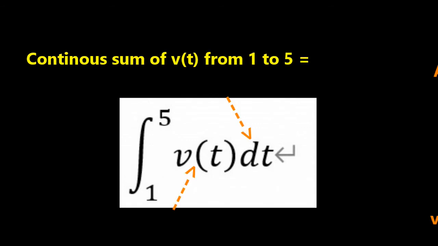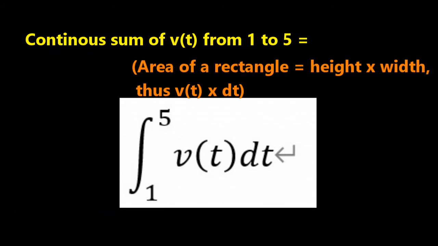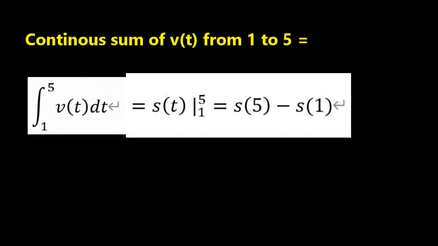In this notation, dt is the width, v of t being the outputs of each point. V of t times dt indicates the area of the rectangles, while the integral sign means the continuous sum of the areas. This is computed by taking the antiderivative of v of t to get s of t, the position function, then evaluating from 1 to 5.